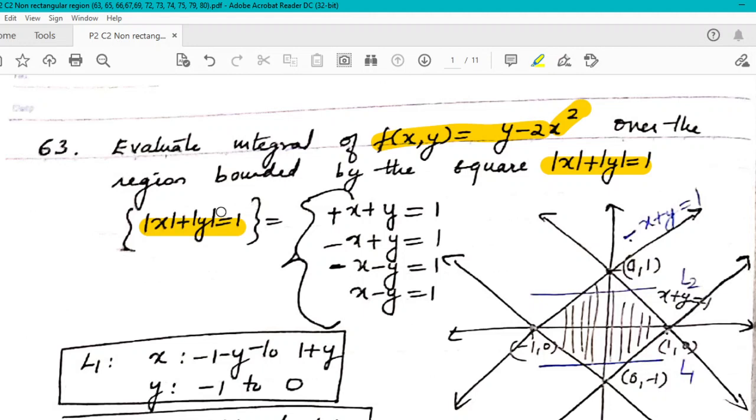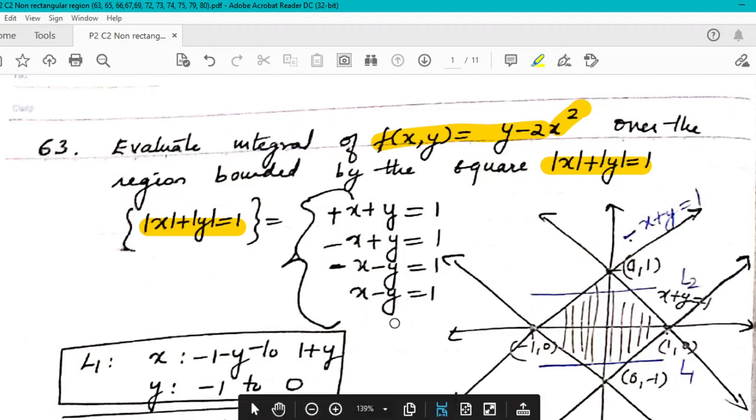So |x| + |y| = 1 can be written as x + y = 1, where both x and y are positive; then −x + y = 1; −x − y = 1; and x − y = 1. All these four equations together we can write as |x| + |y| = 1. Now our region is bounded by these four lines, and we can plot these equations.